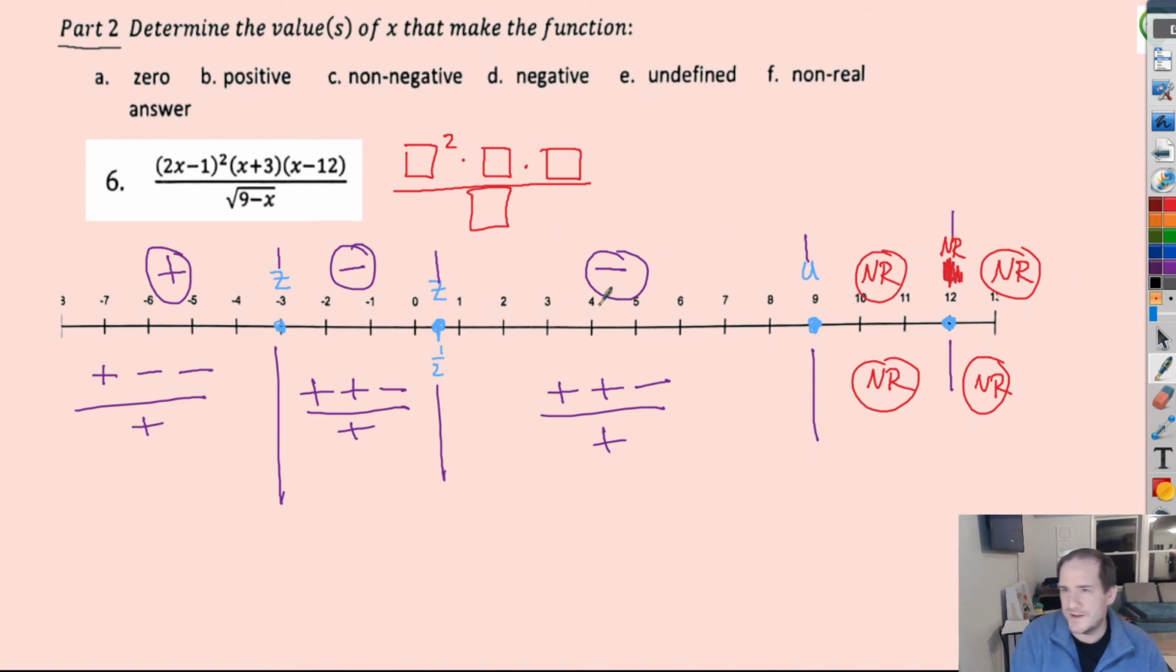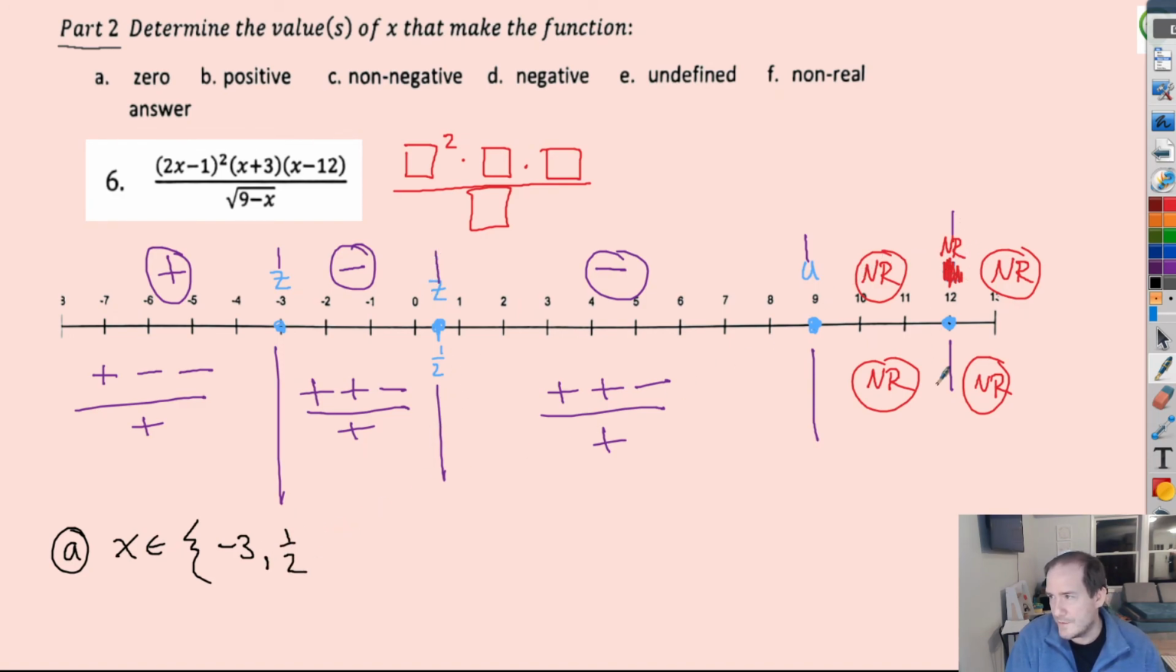So now you got to answer all these questions. So question A wants to know, when are we 0? And the answer is we'll be 0 when x is an element of the set of. We have a 0 at -3, which is safe. We have a 0 at a half, which is safe.